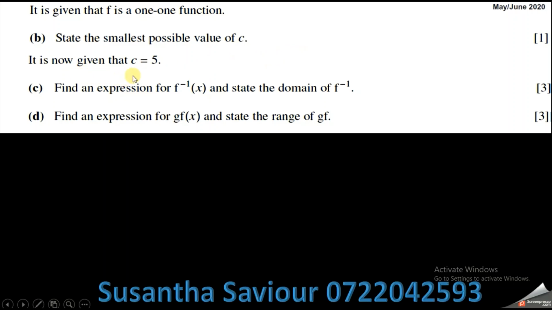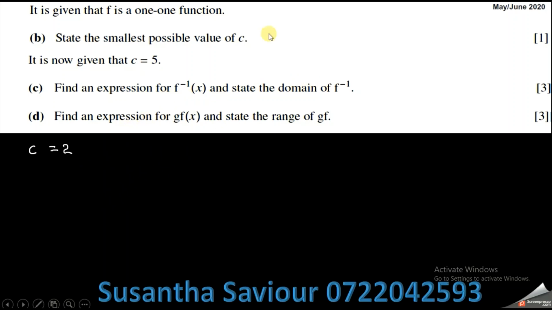It is now given that c is equal to 5. Find an expression for f inverse x. State the domain of f inverse. This is a trap, right? Now when c is equal to 5, my minimum value will not be minus 1, right? Okay, we will see this.